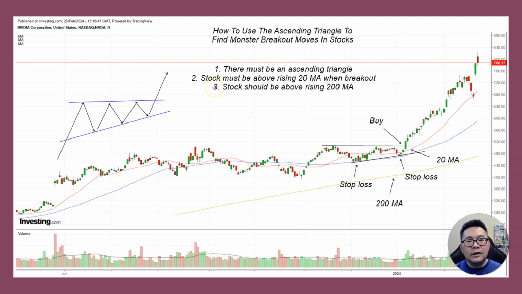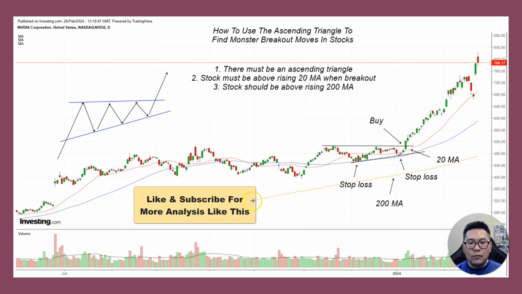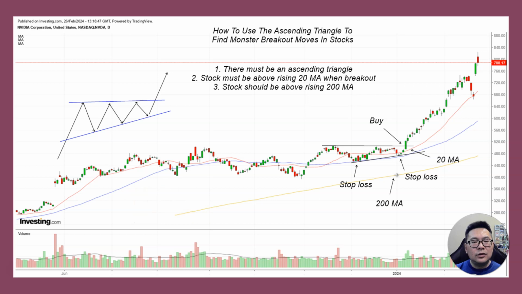And the third criteria is the stock should be above the rising 200 MA. This yellow line is the 200 MA. Now you might want to ask why we want to have these criteria. First of all, the 20 MA shows the short-term trend of the stock. So if it's rising, that means the stock is bullish in the short term. And we want the stock to be above the rising 200 MA because we want the stock to be long-term bullish as well. So whether you look at it as short-term or long-term, we want a bullish bias.